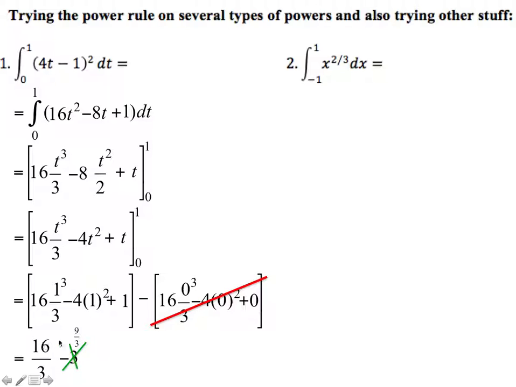So now I can just do this. So it's a little strategy of thinking of whole numbers as fractions. So now I can just do 16 minus 9, which is 7. So this answer is 7 thirds. So the definite integral for number 1, the answer is 7 thirds.